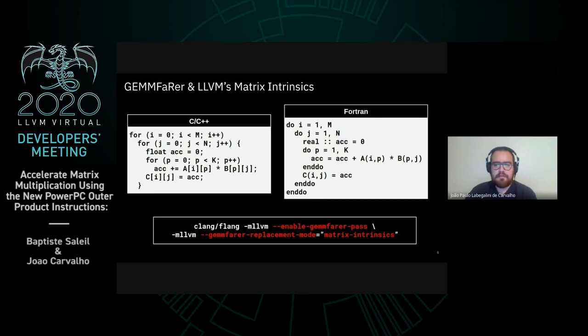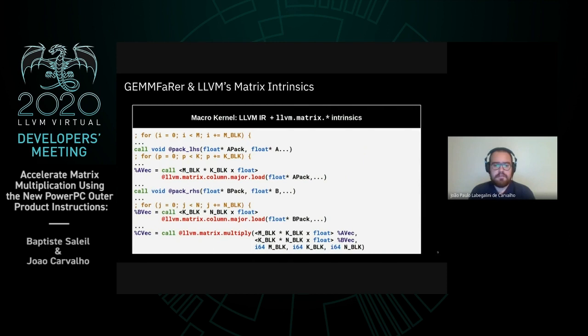When LLVM matrix intrinsics are used, MMFaRer co-generates blocked loops for improved cache access locality. After the input matrices are packed, they can be loaded using the matrix load operations according to the matched column or row major access order. Then each loaded block of the input matrices is multiplied using the matrix multiply intrinsic. MMFaRer employs packing operations to increase the locality in cache access and to decrease the amount of page faults.